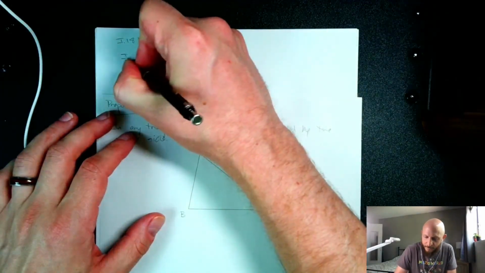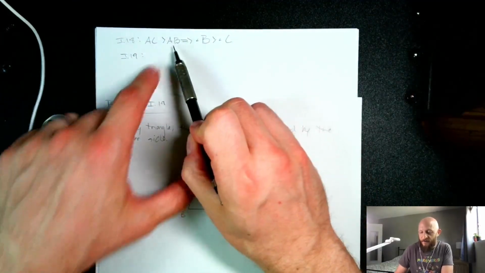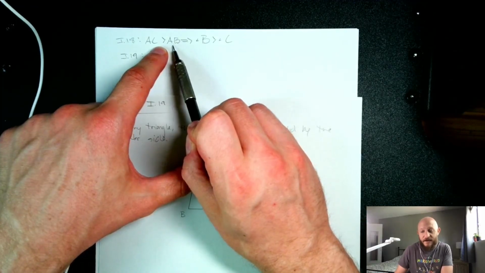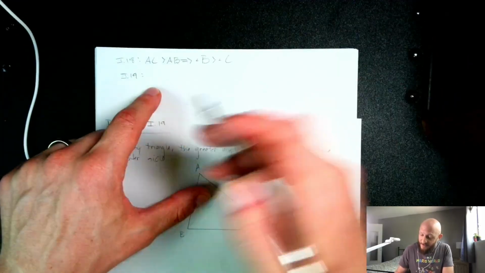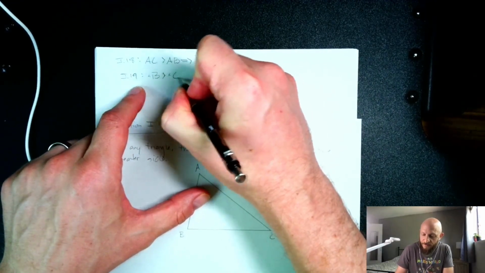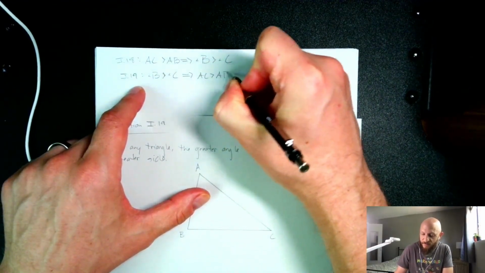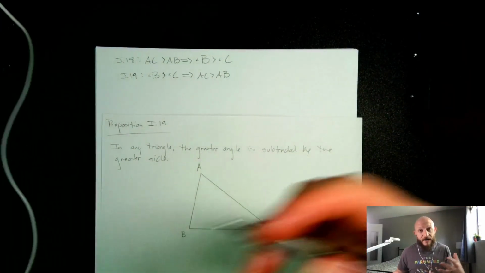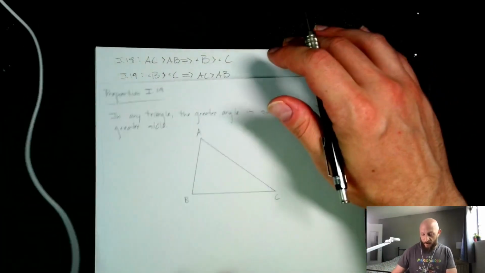Prop 19 is the other direction of this. So in 18, the hypothesis is that AC is greater than AB, and the conclusion is that angle B is greater than angle C. 19 is the other way. If angle B is greater than angle C, then side AC is greater than side AB. So these two work together as a biconditional, the two different directions of a conditional statement.